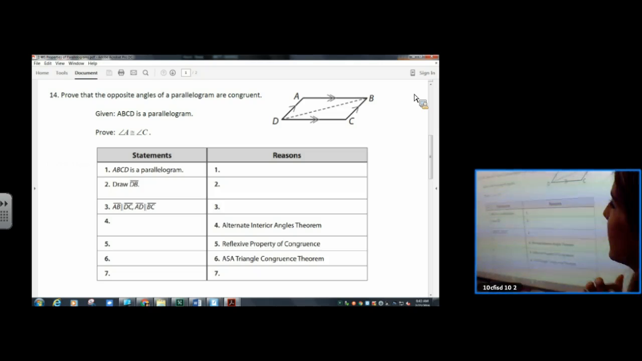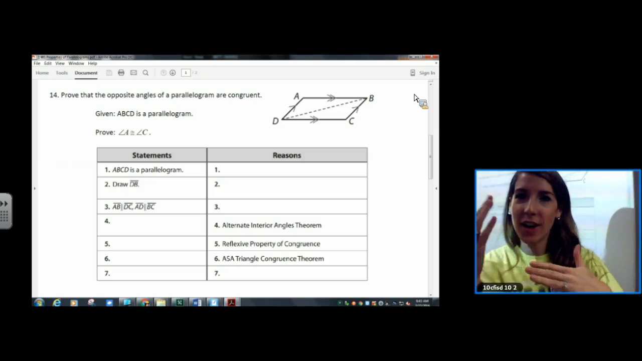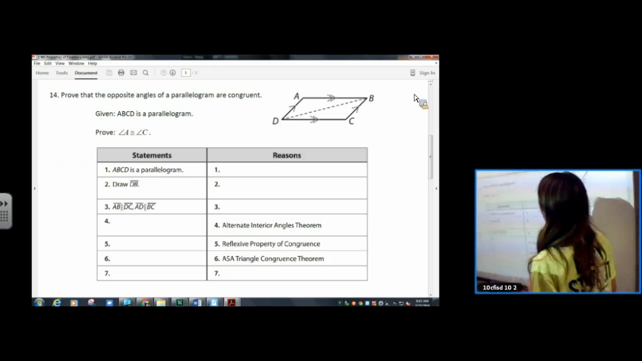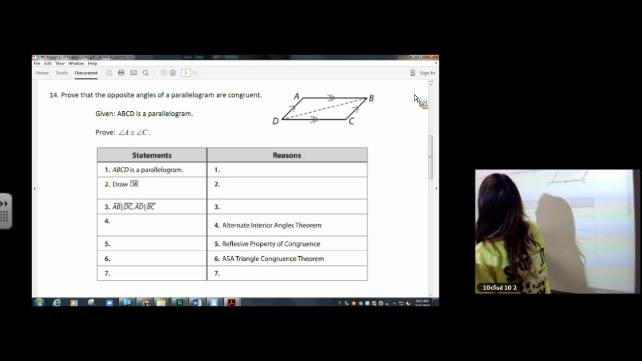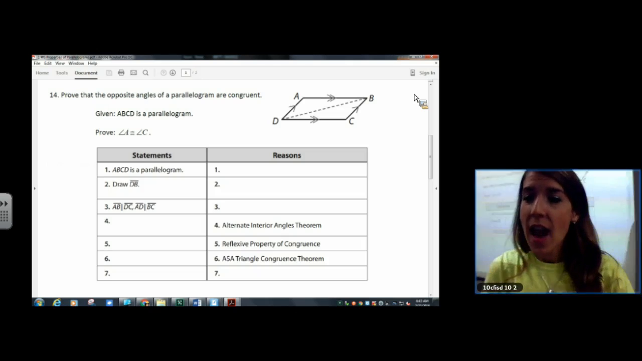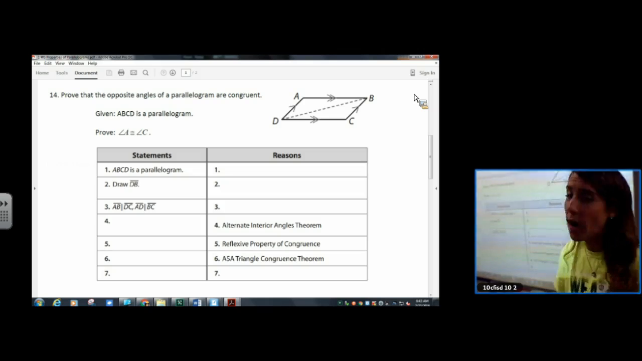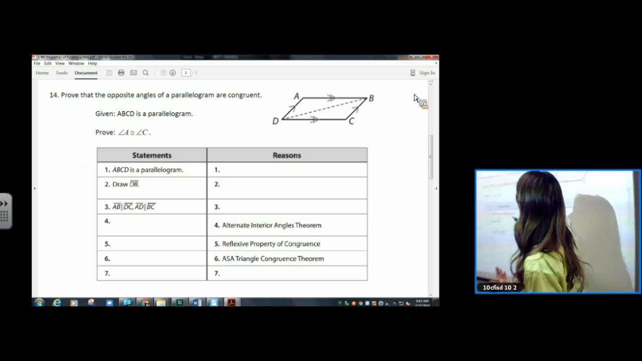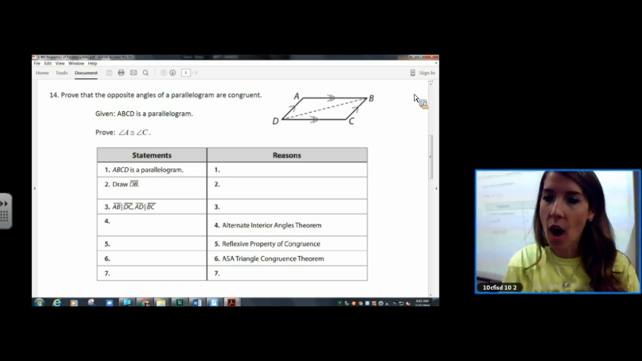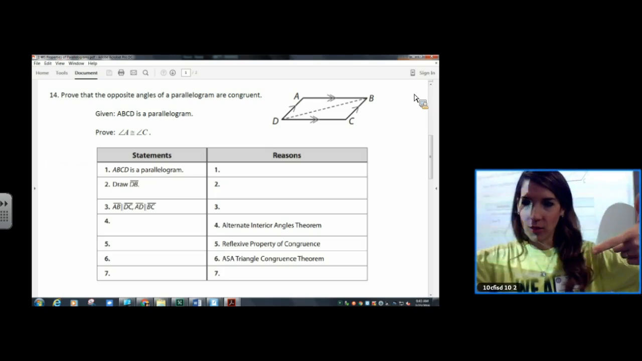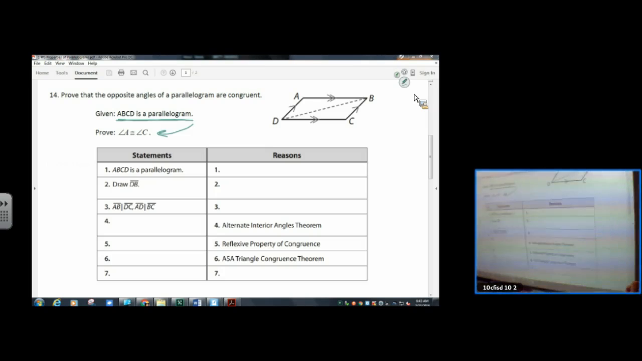You always want to read the given and the proof. Where am I starting and where am I supposed to end? Given ABCD is a parallelogram. So we know it's a parallelogram, aka it has opposite sides parallel, and we want to prove one of its properties. We want to prove that angle A is congruent to angle C. Those are our opposite angles. So we want to prove that opposite angles are congruent, which is one of those properties of a parallelogram.